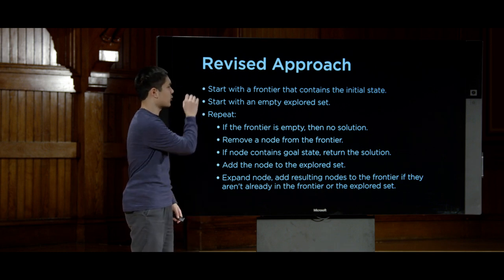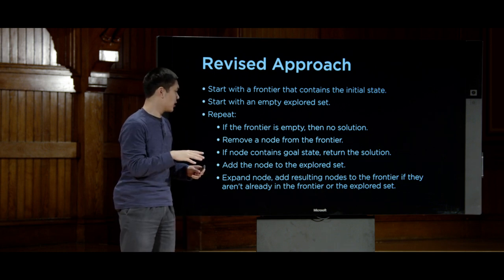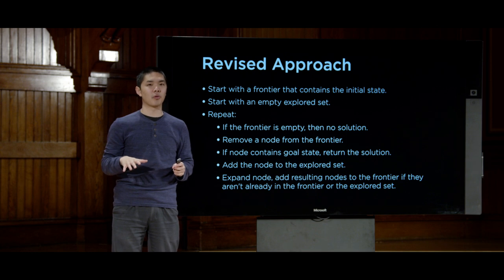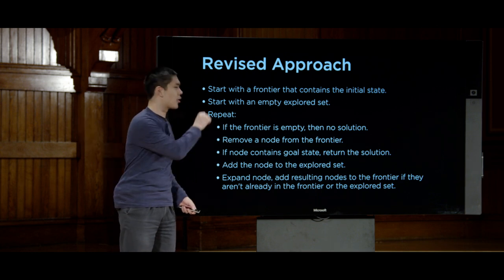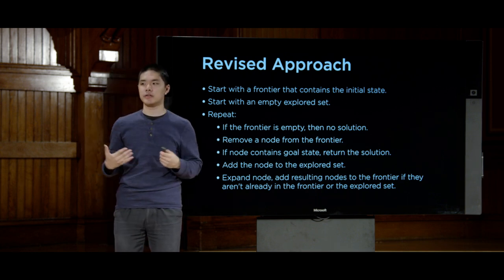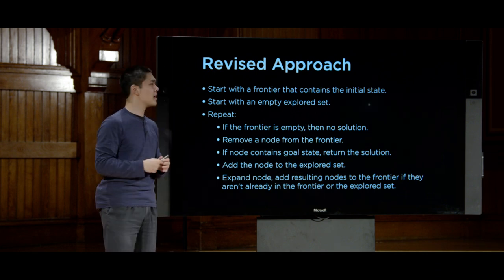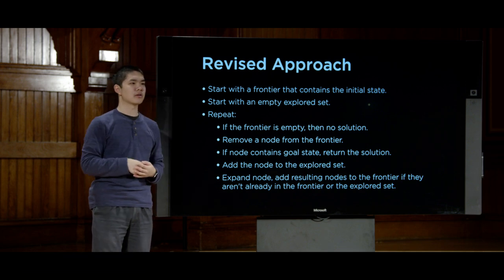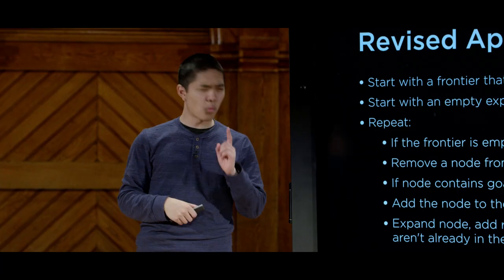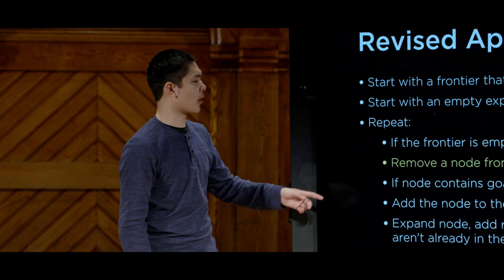So we'll check both the frontier and the explored set, make sure that the node isn't already in one of those two. And so long as it isn't, then we'll go ahead and add it to the frontier, but not otherwise. And so that revised approach is ultimately what's going to help make sure that we don't go back and forth between two nodes.